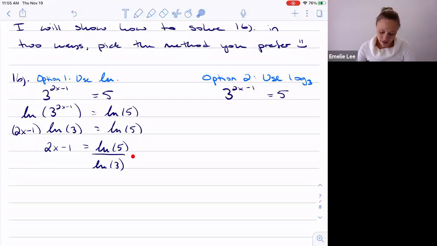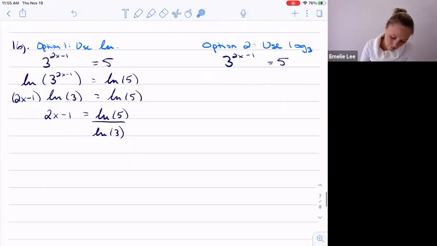We should recognize this as the change of base formula, just the other way around. So this is log base 3 of 5. It looks a lot like what I'm going to get over here, which is why they're so similar, and it doesn't matter which one we do.